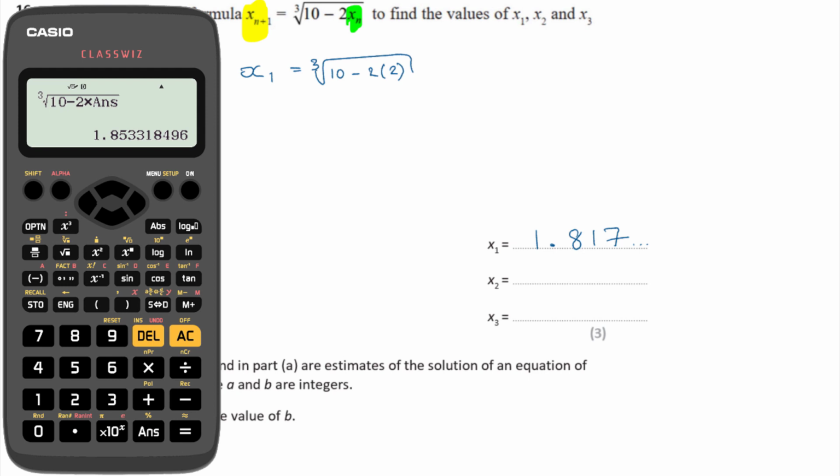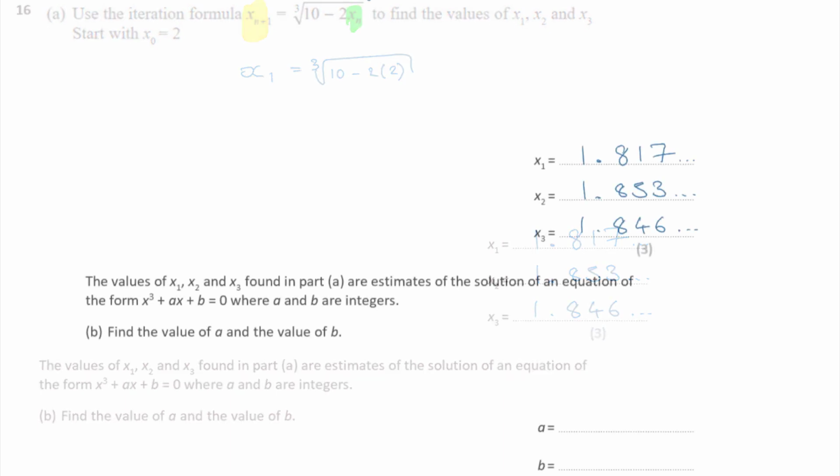I didn't have to type it in again because I had the new answer 1.817 as the last calculated value. If I press equals again, it's going to sub that one back in and I'm going to get the next one, x2, 1.853 and change. And then we're just going to press equals again and I'm going to get x3, 1.846 and change. Okay, moving on to part B.